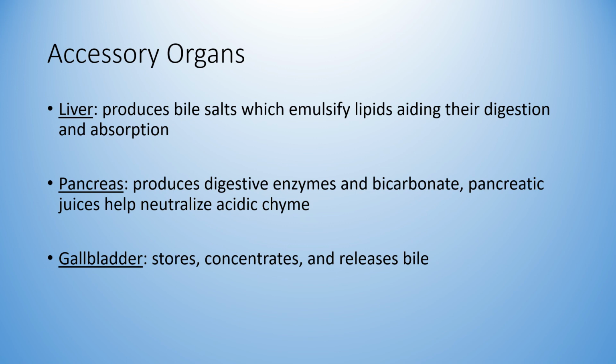The pancreas is another accessory structure. The pancreas produces some of your digestive enzymes. It's producing bicarbonate, which has to do with the pH of the blood. And remember, carbon dioxide combines with it, so it's involved with that. The pancreatic juices help to neutralize the chyme as it's coming out of the stomach and into the small intestines.